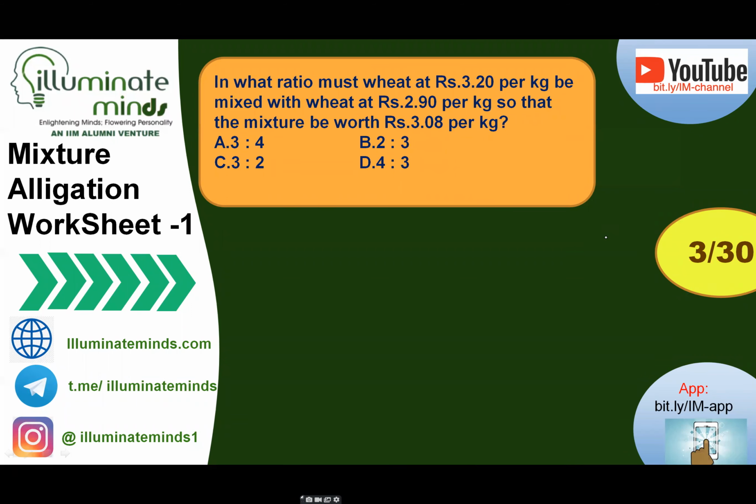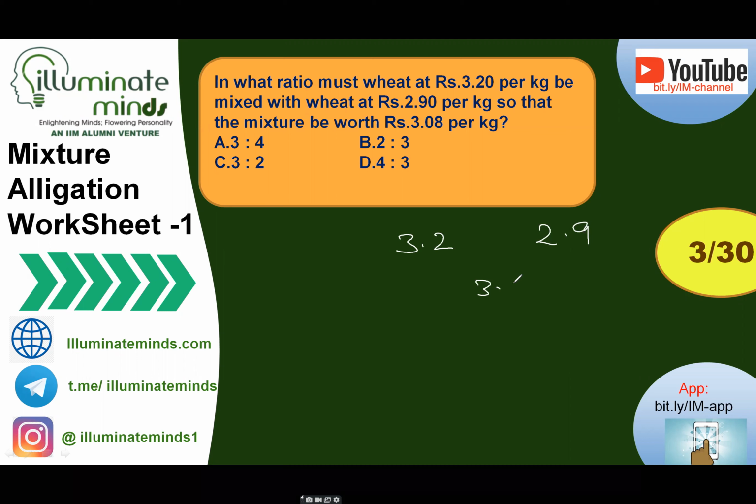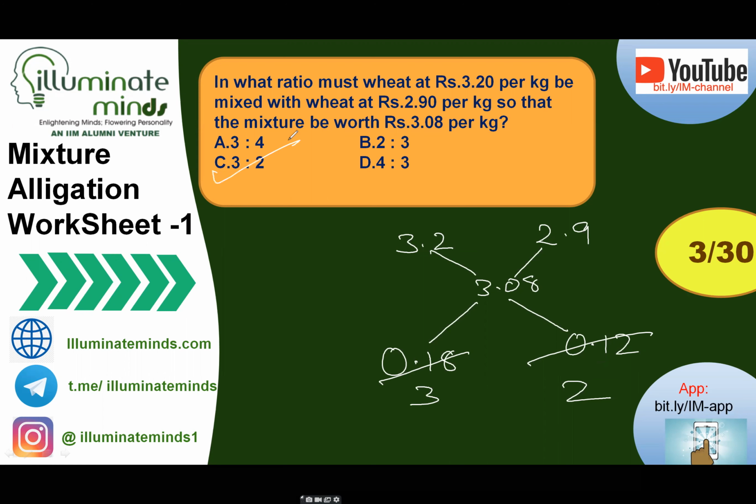The next question is this. It says, in what ratio must wheat at rupees 3.2 per kg be mixed with wheat at rupees 2.9 per kg? This seems to be a simple one. 3.2 on one side, 2.9 on the other side. I need to achieve 3.08. This will give me how much? 0.12. This will give me how much? 3.08 minus 2.9, 0.18. So this will be equal to 3:2. So the correct answer is 3:2, option C.